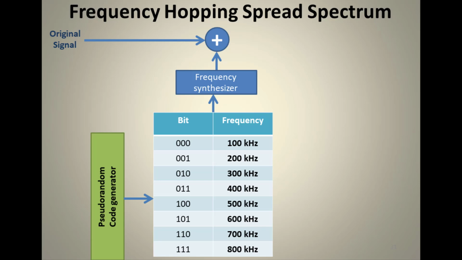For input 000, the frequency is 100 kilohertz. For 001, the frequency is 200 kilohertz. Whatever input we are getting is modulated and sent through this particular carrier frequency. This is how we get the spread signal. Suppose the input is 001, then 200 kilohertz is selected as the carrier frequency, and if the input is 101, we have 600 kilohertz as the carrier frequency. This is how it is done.